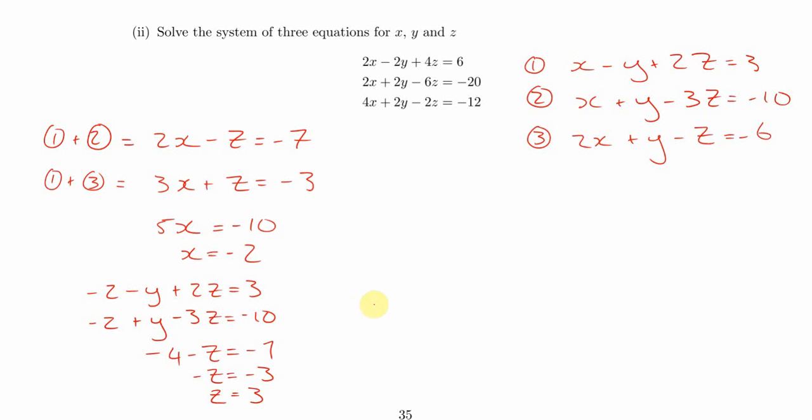So negative 2 minus y, so our plus 2z becomes plus 6, plus 6 equals 3. Therefore, y equals, well, we can add the 2, so negative 2 plus 6 is 4, 3 minus 4 is negative 1, so negative y equals negative 1. y equals 1. Done.